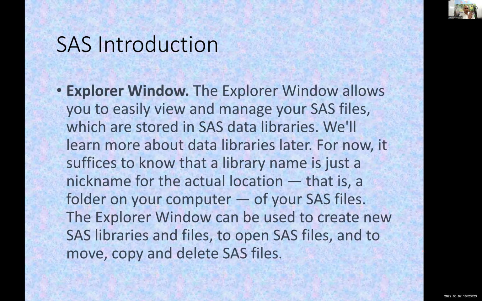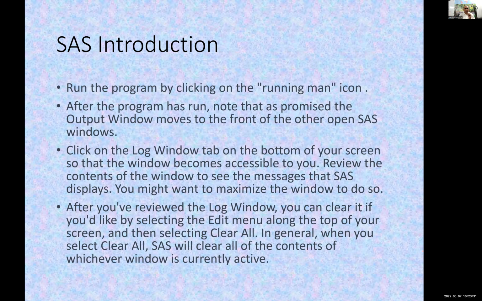Okay, now we go to the Explorer window. I told you the Explorer window and the results window are also important. This is a very simple way to write your programs. See the running man icon. That means run your program by clicking it. Once you click the icon, it runs your programs, and finally you will see notes, errors, or warnings.